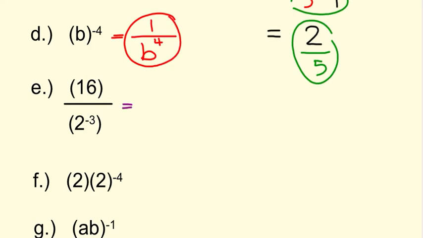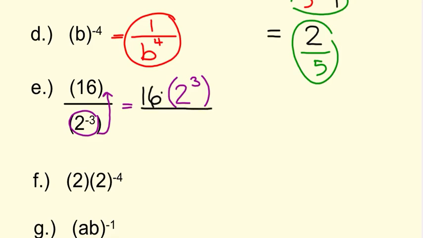Next example has another negative power. So think about bringing this up to the top, and now it's a positive 2/3 power. And then we still have that 16. So now we're going to take care of that 2 times 2 times 2, which is 8. And then we haven't done anything with the 16 yet. So now we multiply those two numbers together. 16 times 8 is 128.